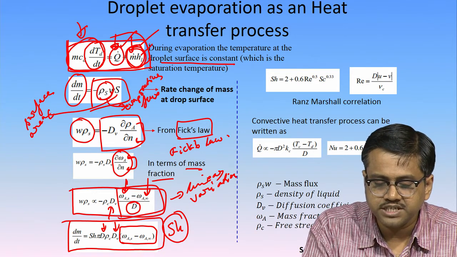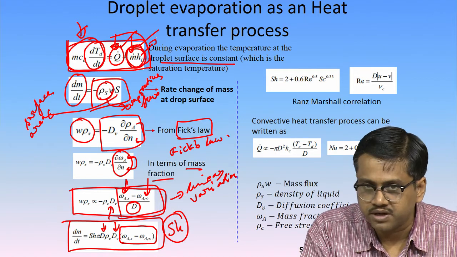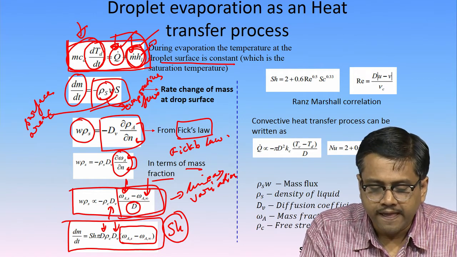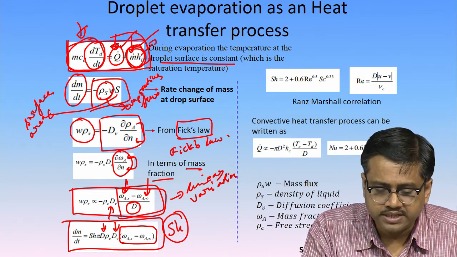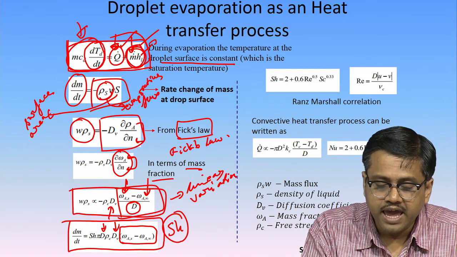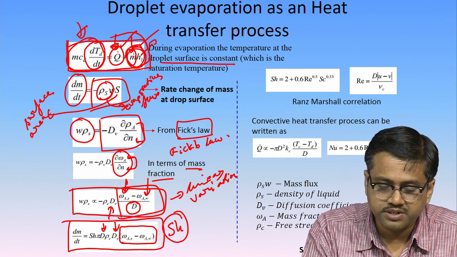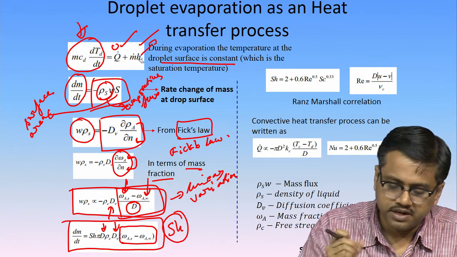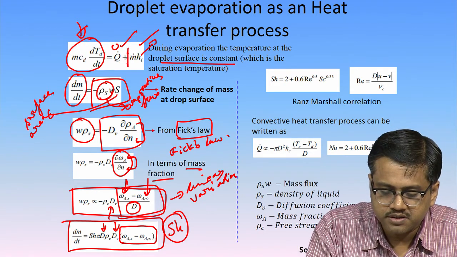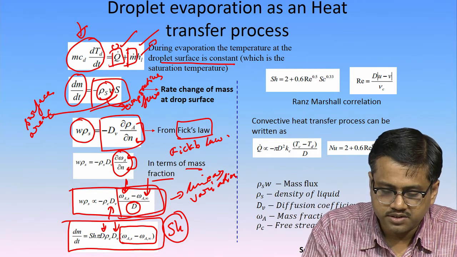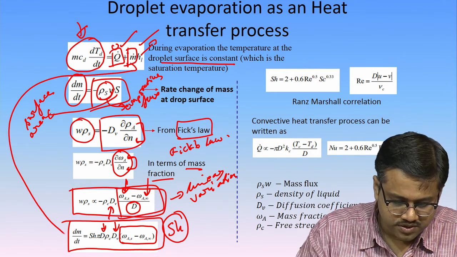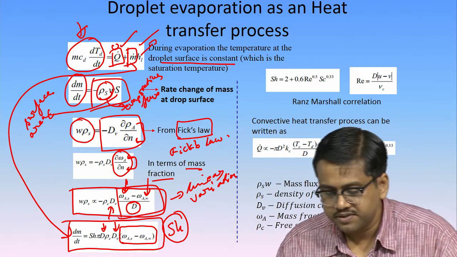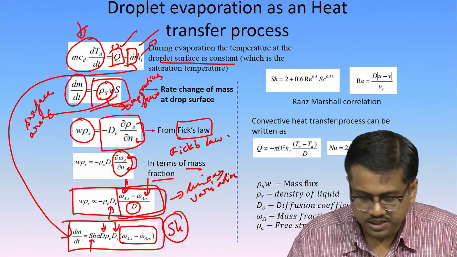For this term, HL is already known, because it is a latent heat at a constant temperature. So you know exactly what latent heat you need. M dot is something that we need to find out, and Q dot is something that we need to find out. So M dot and Q dot. M dot we already found out using this. There is of course a term like the Sherwood number.